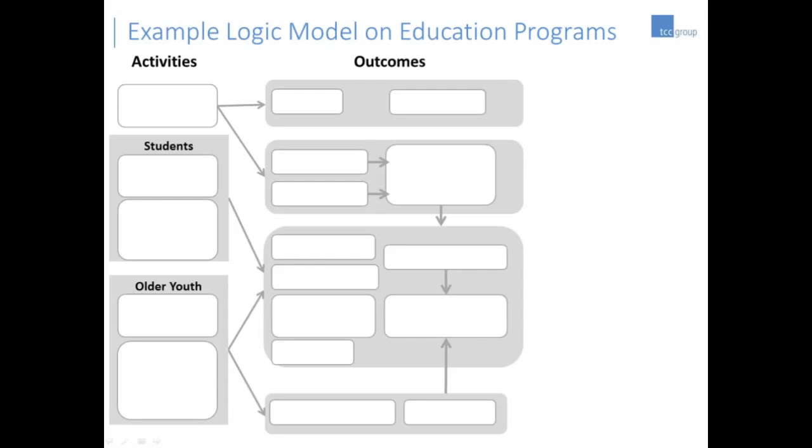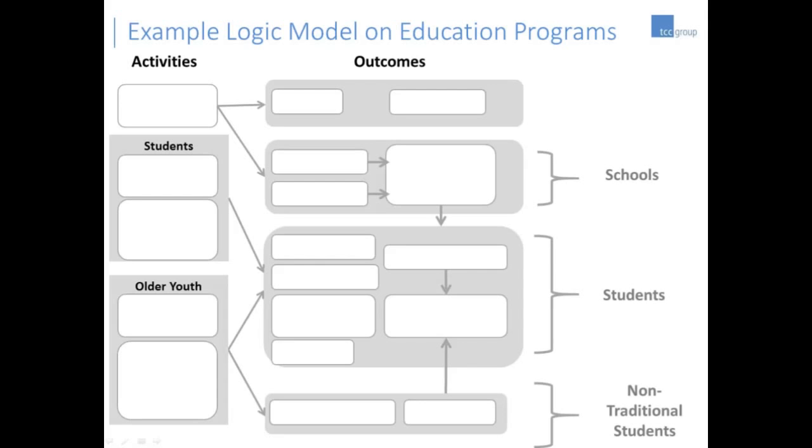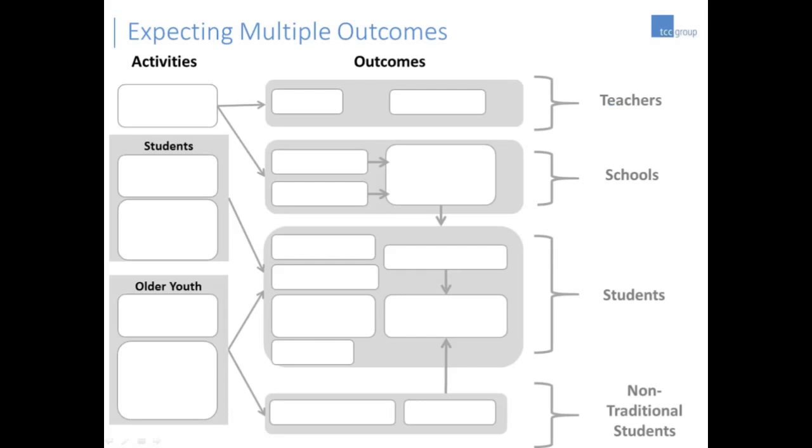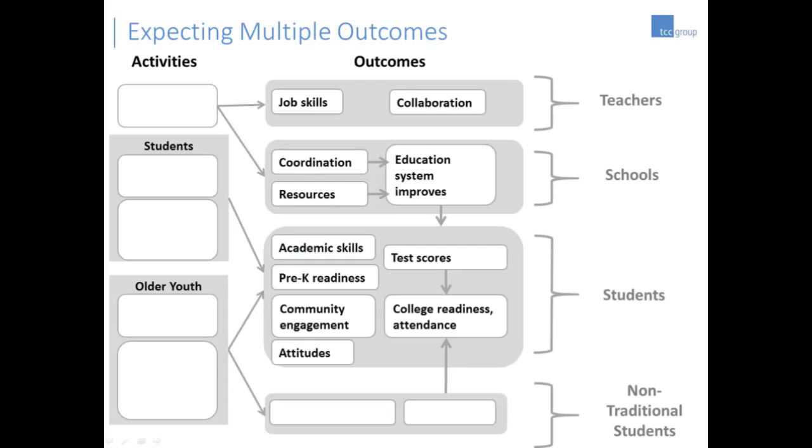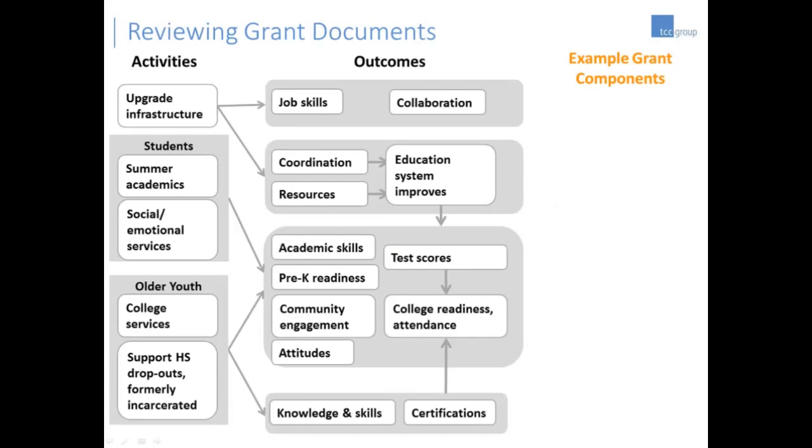Let's pretend this is your foundation. You envision multiple outcomes from your support. This includes outcomes for teachers, schools, students, and non-traditional students such as the formerly incarcerated or high school dropouts. The funder in this example provided us with grant documents for the 11 grantees in the current funding cohort. Through our review of the documents, we were able to tag each grant to components in the model.